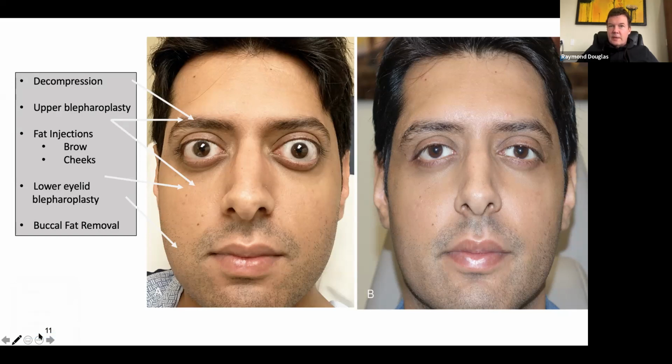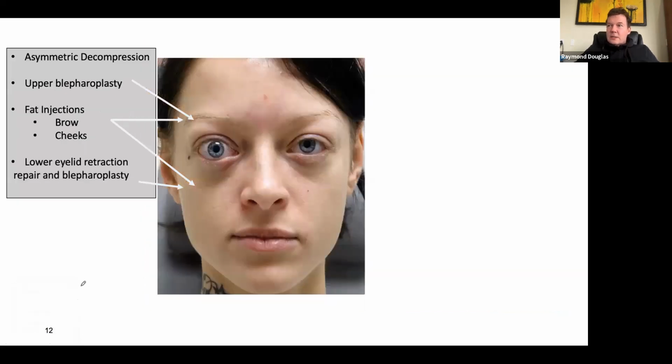And again, he was able to fly back to Australia 7 days after the surgery. This is, I think, one of the last patients that I was going to show today. We're about half an hour in or so. And if there are any other questions, please feel free to submit them.